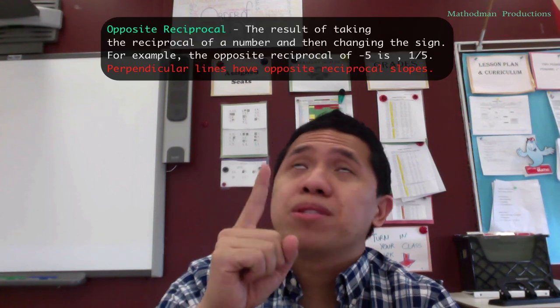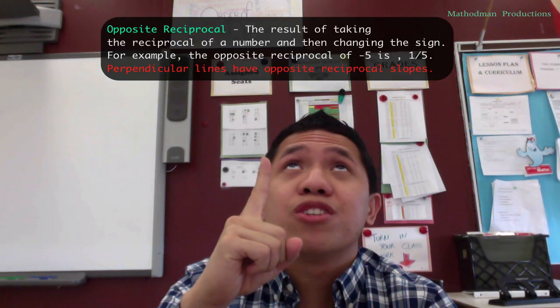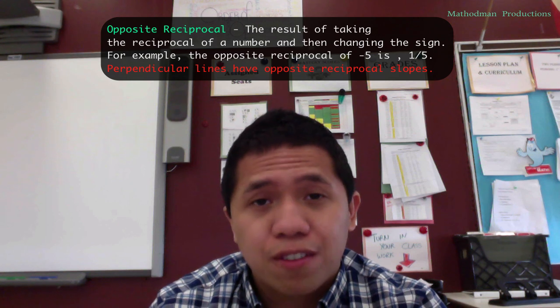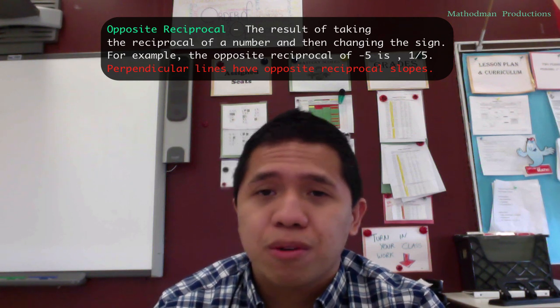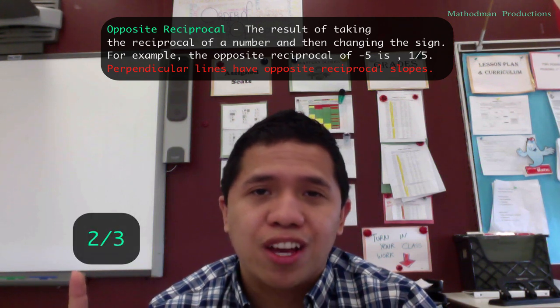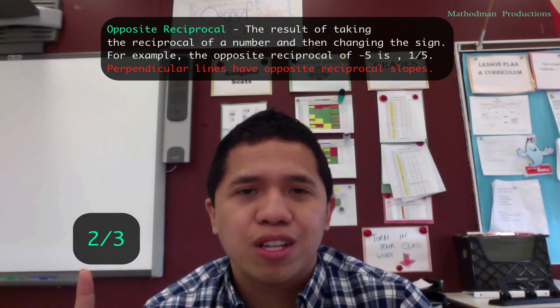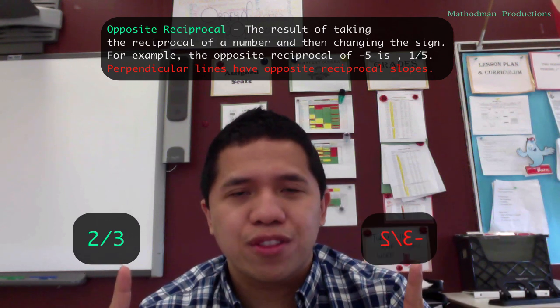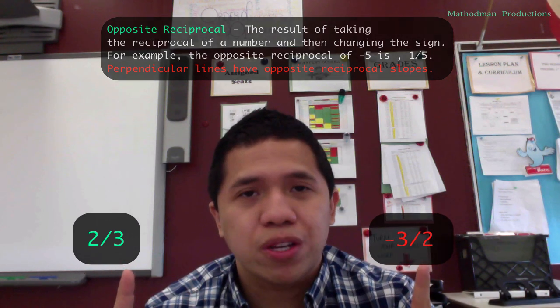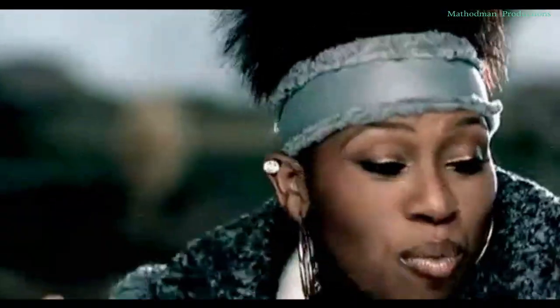Before we start, just know that two lines are perpendicular when their slopes are opposite reciprocals. Just read the definition right above. For example, if one line has a slope of 2/3, then the other one has to have a slope of -3/2. So just like what Missy Elliott says, put my thing down, flip it and reverse it. Just flip it and reverse it to find the perpendicular slope.